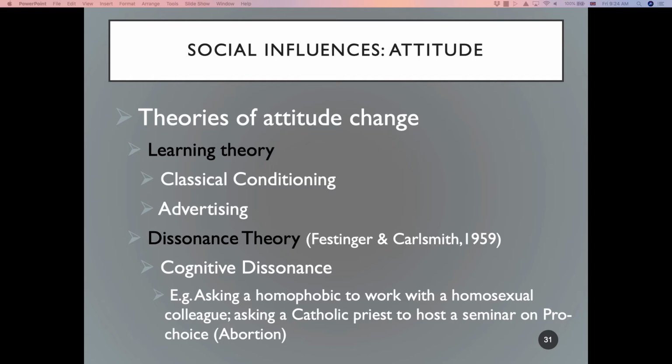And this cognitive dissonance, very important concept within psychology. Our beliefs and our behaviours have to match. If our belief and our behaviour doesn't match, this leads to an imbalance. As humans, we like an equilibrium. There's no point asking a homophobic to work with homosexuals, a Catholic priest to do a seminar on abortion. Your belief and your behaviour need to match for an equilibrium. If they do not match, we call this cognitive dissonance.